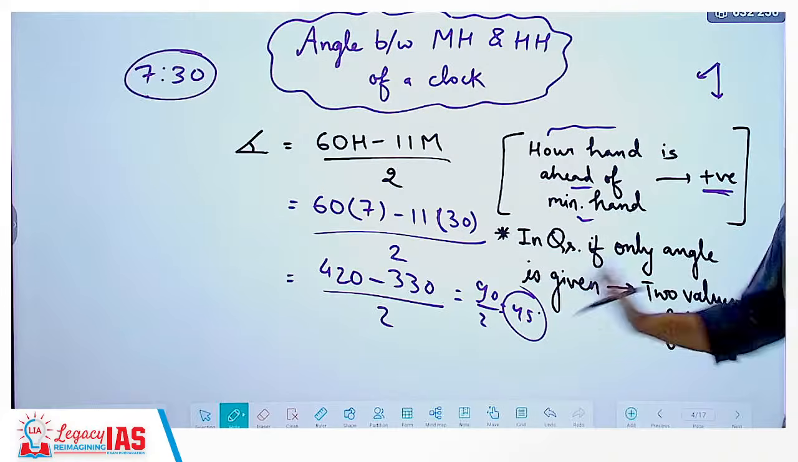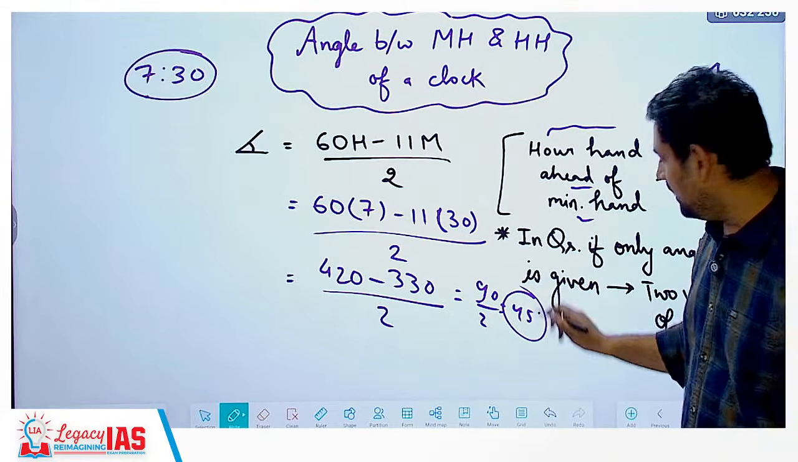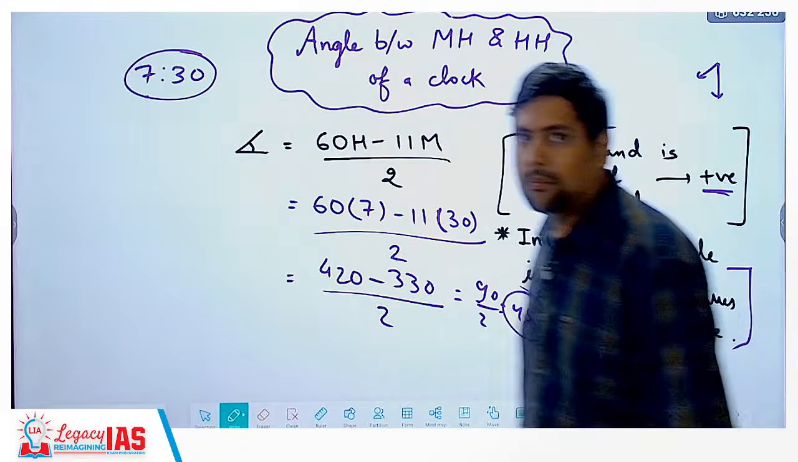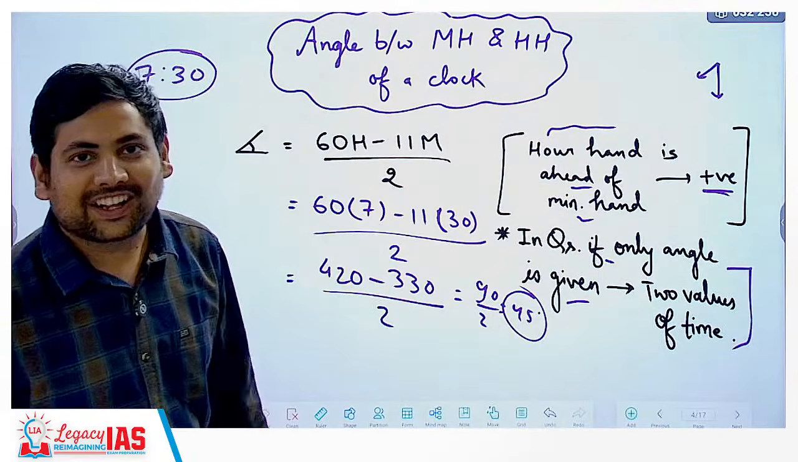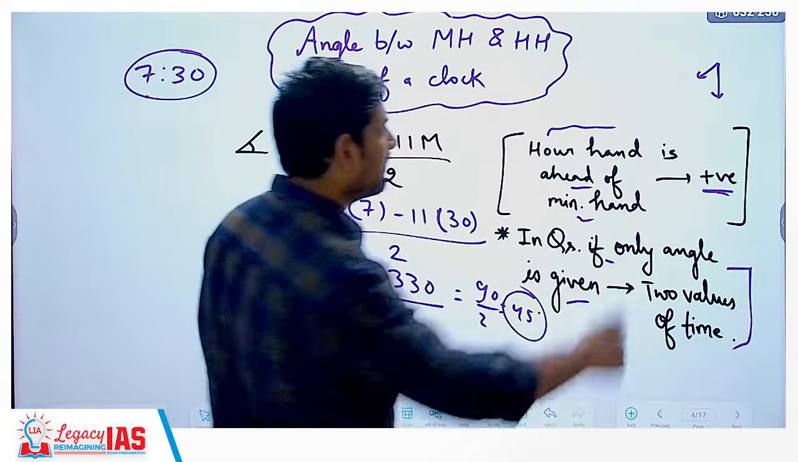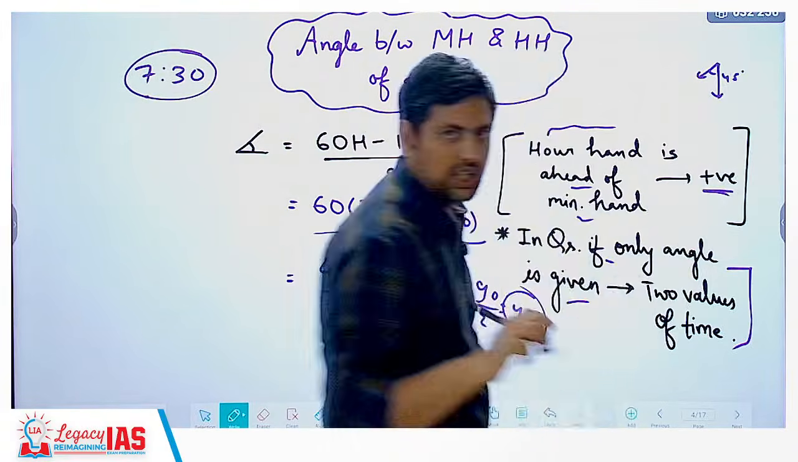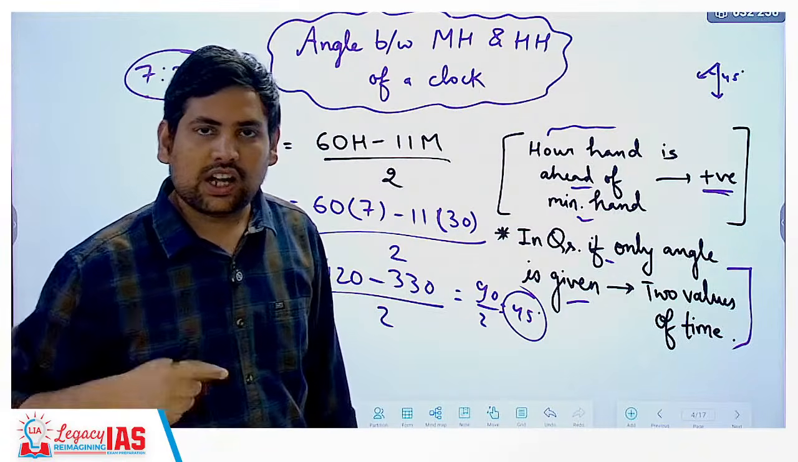Now one more thing, please remember this in questions. If only angle is given, then you will always get two values of time. Why two values of time? Can you feel this? So basically, as you saw here, this is 7:30, this is 45 degree, the angle between minute hand and hour hand.